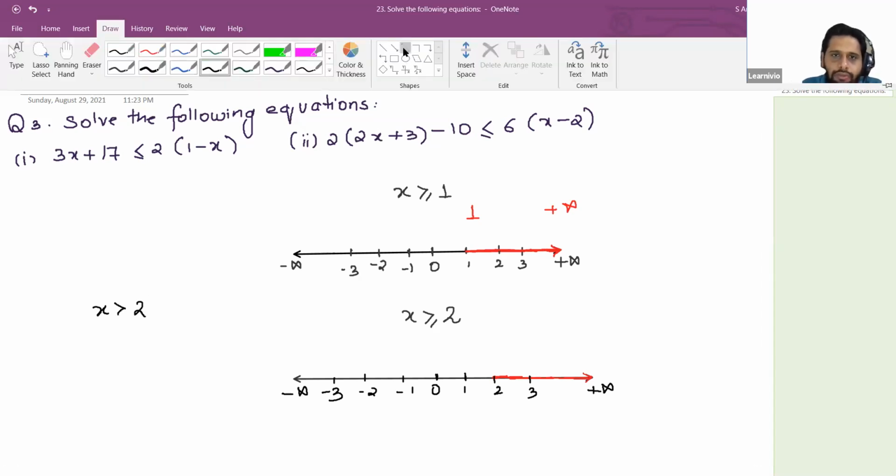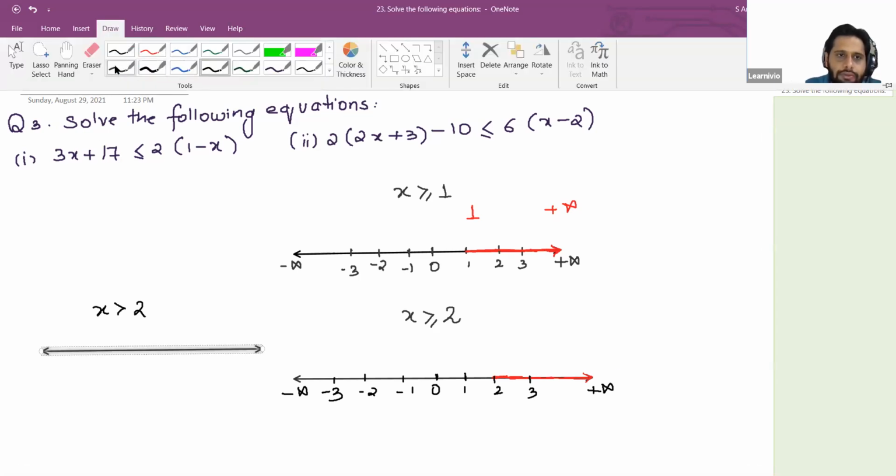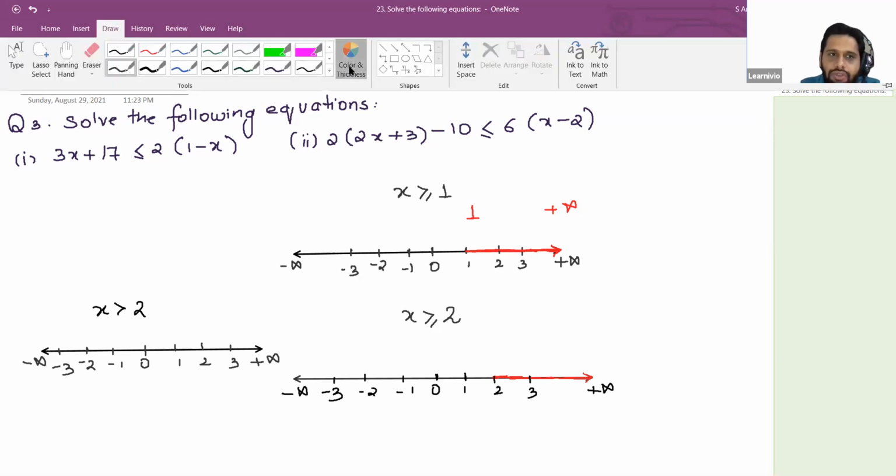we will draw a number line. Okay. And then on the left side, we will write minus infinity. On the right side, we will write plus infinity. This is 0, this is 1, this is 2, this is 3, this is minus 1, minus 2, and minus 3. This is a good question: if 2 is not included, x is greater than 2 means the values which are greater than 2.